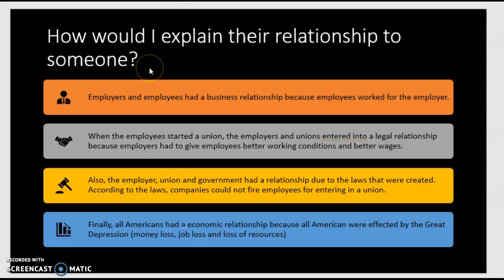Okay, so moving on to the next question we consider. How would I explain their relationship to someone? I'm not going to read through all of this for you. You can pause the video and read this on your own time. Again, this is a great way for you to learn how to answer the questions in EDSB. This is what I expect from you. And this also explains kind of what I explained on the last slide. But again, you can pause it and read that yourself.